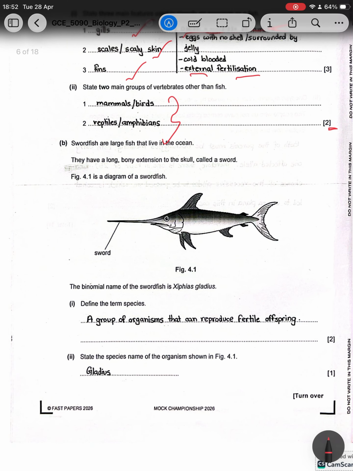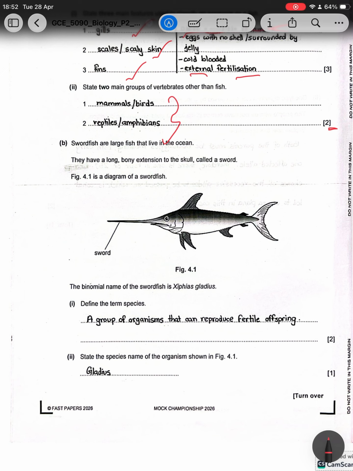B. Swordfish are large fish that live in the ocean. They have a long bony extension to the skull called a sword. Figure 4.1 is a diagram of a swordfish. The binomial name of the swordfish is Xiphias gladius. I am not sure how to pronounce it, but let's go on with it.